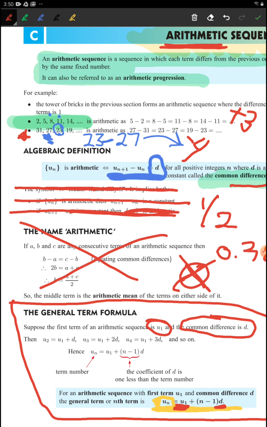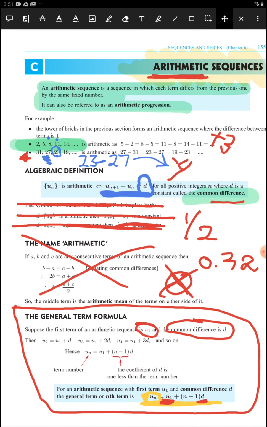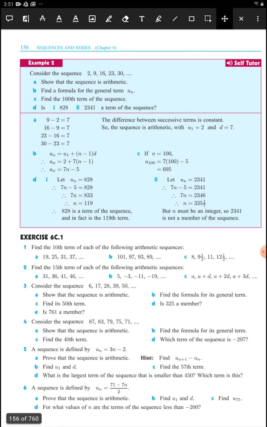Okay, so make sure everything you see in this red box, I want you to make sure you have it written down. The formula: U sub N equals U sub 1 plus, parentheses, N minus 1, close parentheses, D. And that is the formula for the nth term.